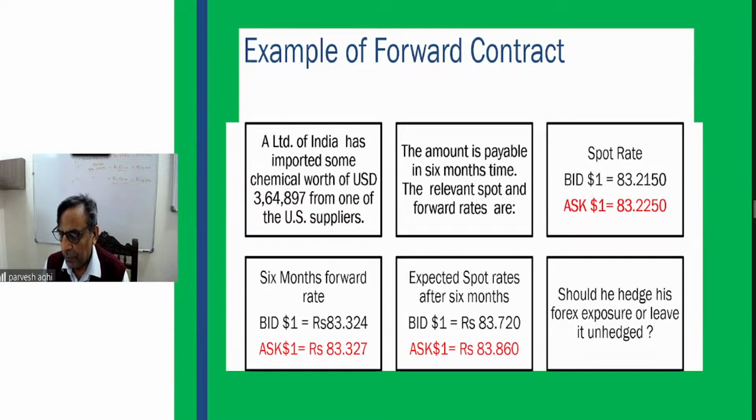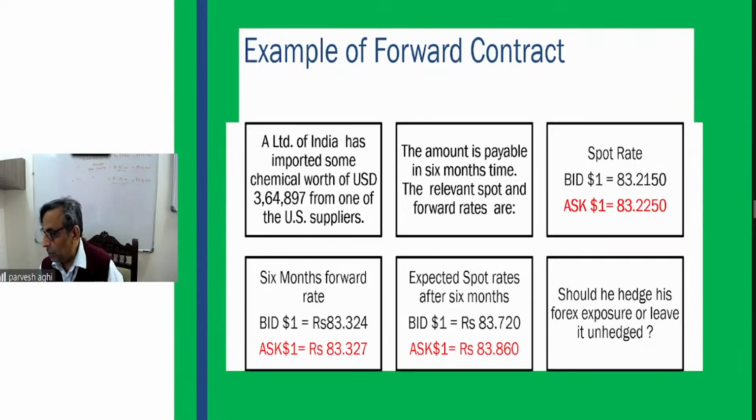Spot rate is given because now he's an importer. He has to make a payment, so the ask rate becomes very important, isn't it? So the spot rate ask is given. The 6 months forward rate ask is given. Expected spot rates after 6 months are also given. Should he hedge his exposure or leave it unhedged?